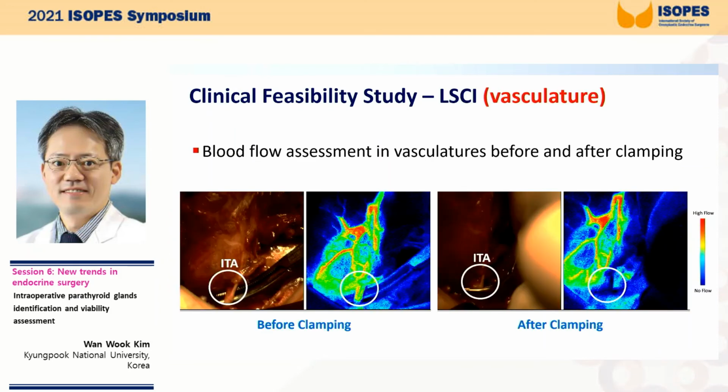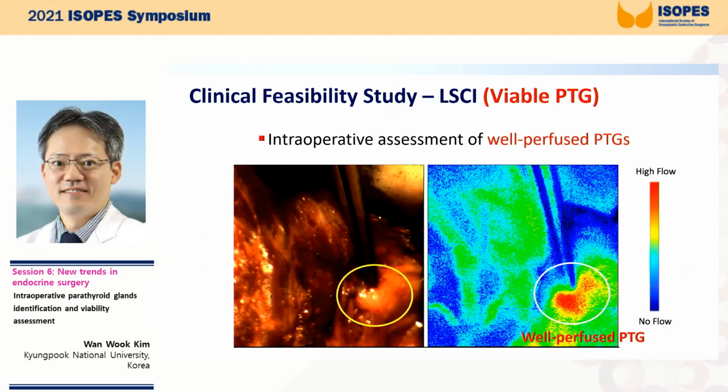We are also able to identify vasculature and compare the blood flow before and after clamping. We can see high blood flow of the inferior thyroid artery here, but later on, our image showed lower perfusion right after clamping. We conducted laser spectral contrast imaging under mode 2. Our image visualized the parathyroid gland indicated in red color. We could say that the parathyroid gland was well vascularized in this case.